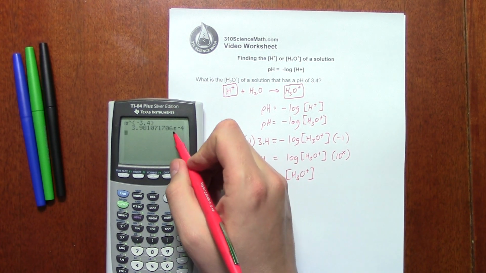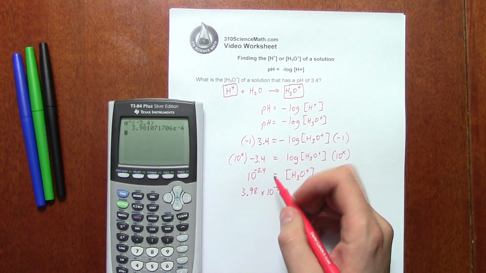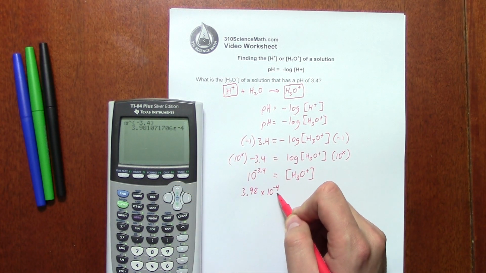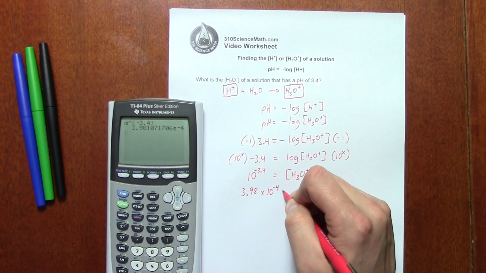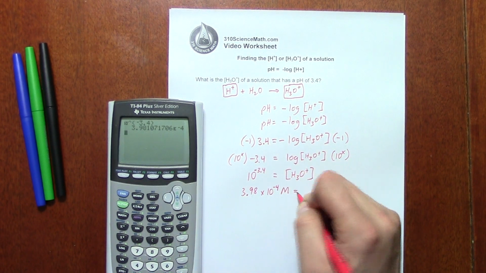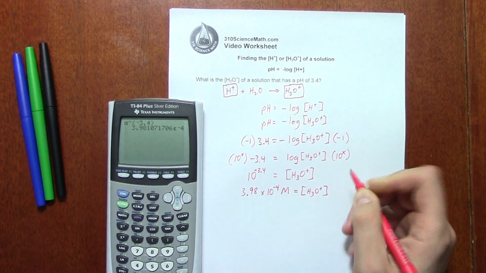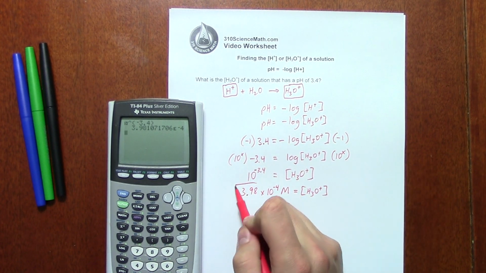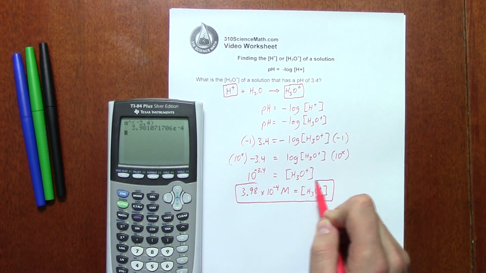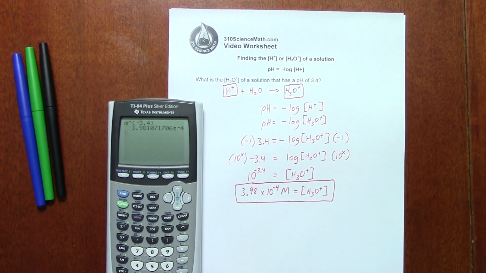Okay, so when you see e negative 4, that means times 10 to the negative 4. And because we're dealing with a concentration, we need to write M for molarity. Okay, so this right here is the final answer. Okay, so that's how you figure out the concentration of the hydronium ion based on the pH.